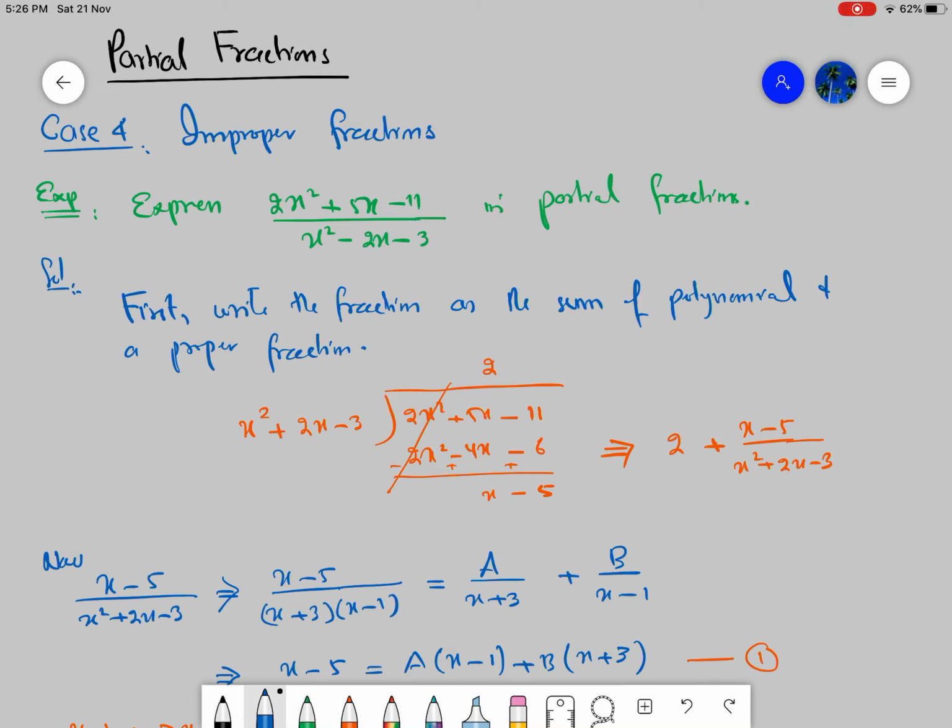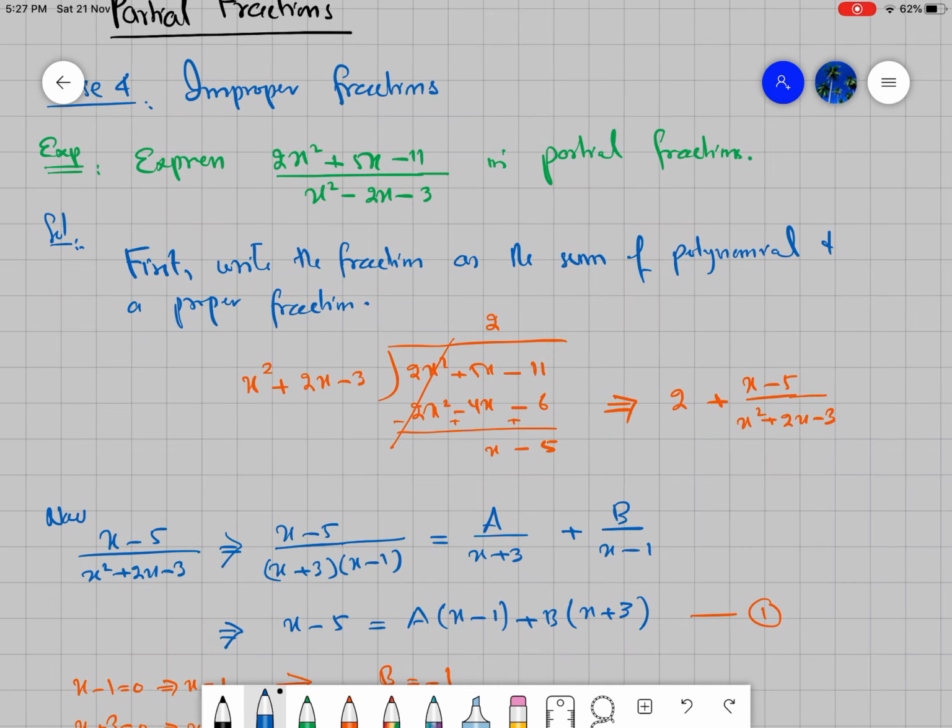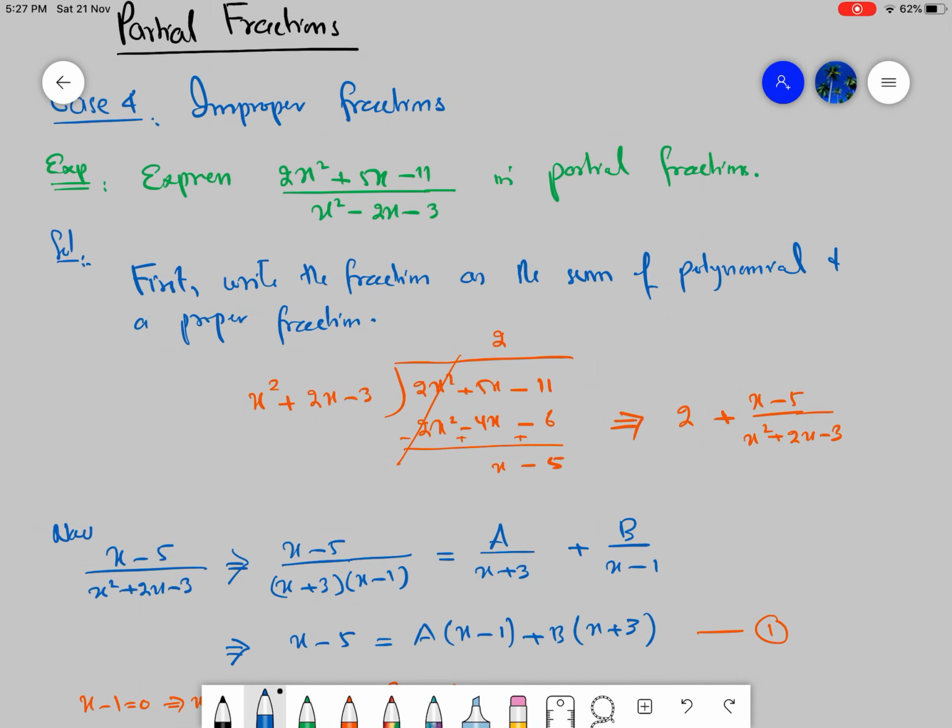All right, students, the final case is what if the fraction is an improper fraction? Clearly, when the fraction is an improper fraction, we have to convert it into a proper fraction first by performing long division, and then it will be in a form where we can do the partial fraction using any of the methods we have learned in case 1, case 2 and case 3, whichever is appropriate. So let's have a look at this example from your book.